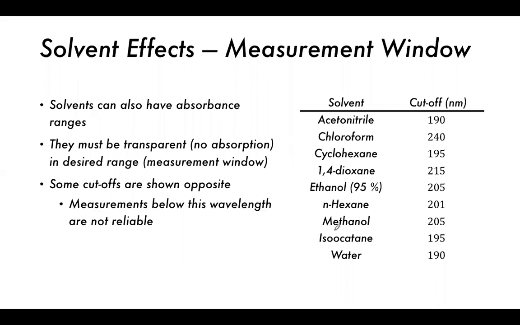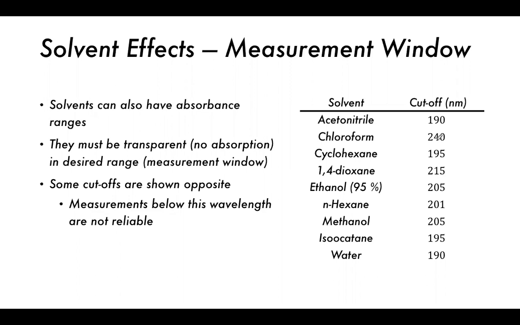Measurements below this wavelength are not reliable. So basically, imagine for acetonitrile, anything from, I don't know, 1 nanometer up to 190 nanometers would not be a reliable measurement, but we could measure 200, 250, 300. You could measure anywhere in the visible and it would be okay.